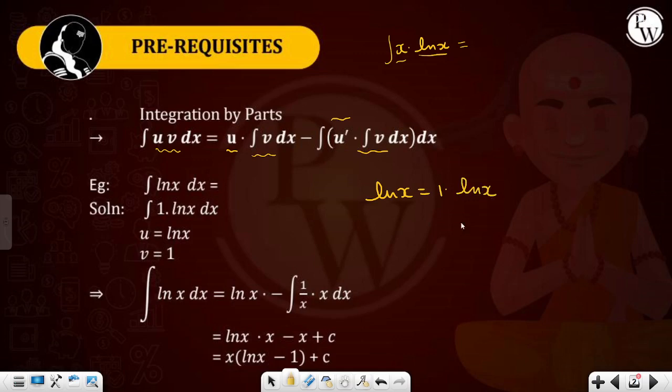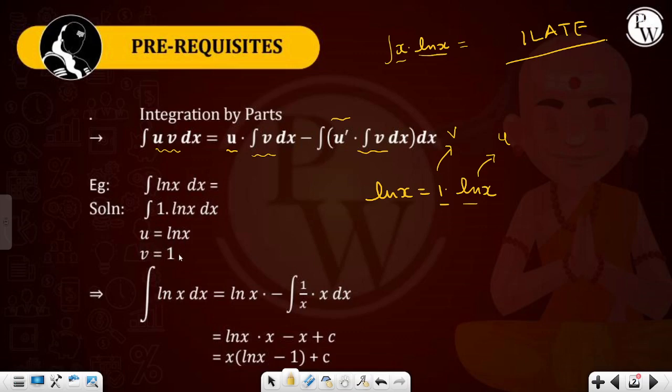Now what you have to do, you have to identify the function, out of u and v, which is easily integrable and which is easily differentiable. You must be aware of the formula ILATE: exponential function is the most easily integrable of all functions. Then trigonometry is second, algebraic comes third, logarithmic comes fourth, and inverse comes fifth. So this ILATE rule you must be aware of. Here, ln x is easily differentiable, so we will take it as u, and we will take 1 as v.